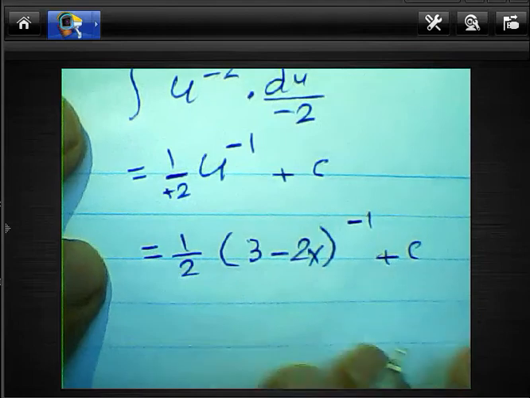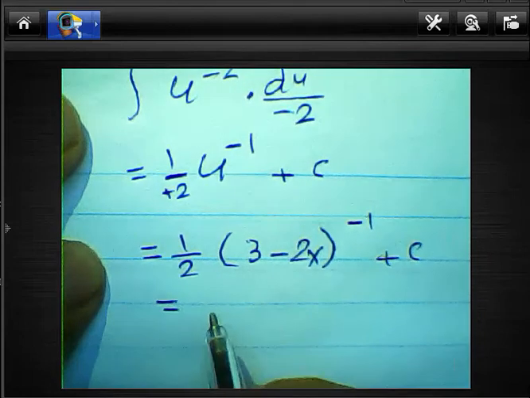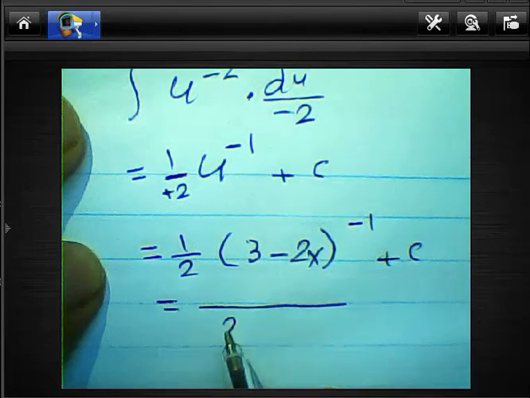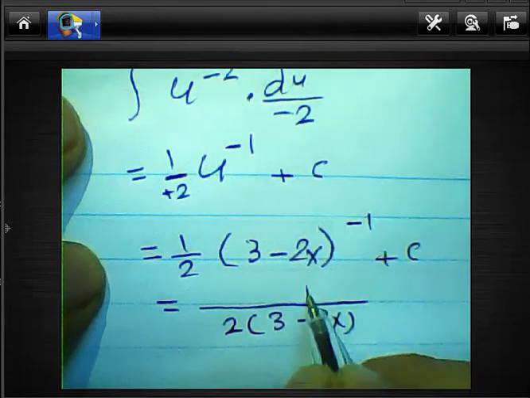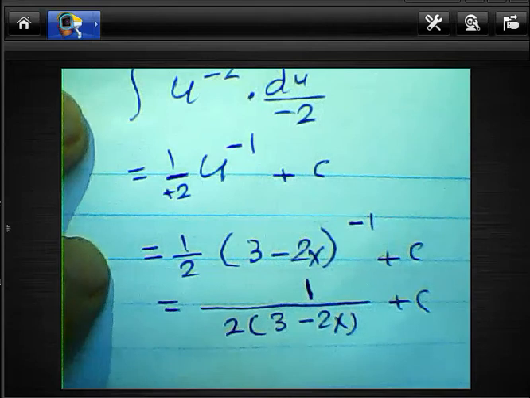We can simplify this form and write 1 over 2 times (3 - 2x) in the denominator, with 1 in the numerator, plus a constant.